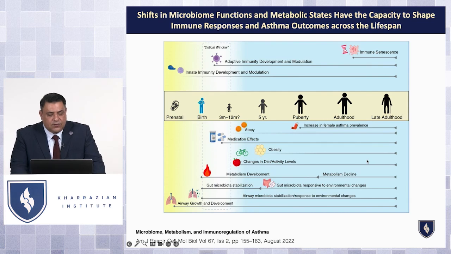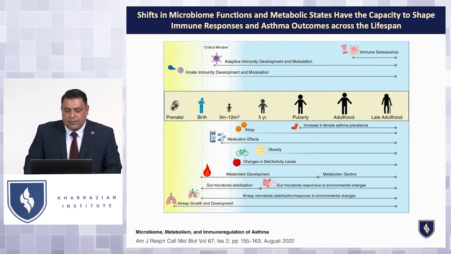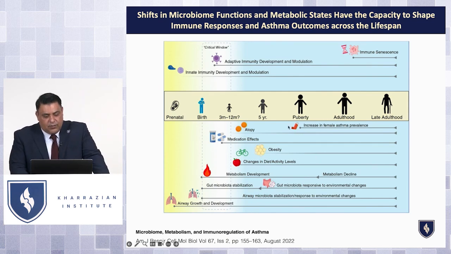Now here you can see an illustration of shifts in the microbiome functions and metabolic processes from early birth all the way to adulthood, through different stages of puberty and adulthood. This initial critical period of time, you can see listed in this illustration, from birth, it's really perinatal, to the first 18 months. They're listing it as a 3-month to 12-month window, but this is an ongoing concern for some of your patients.